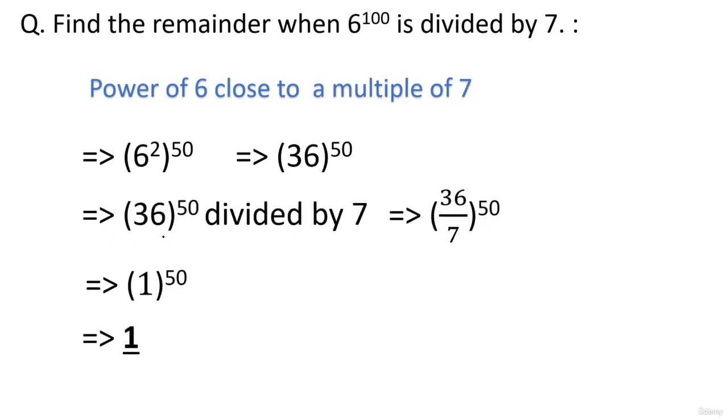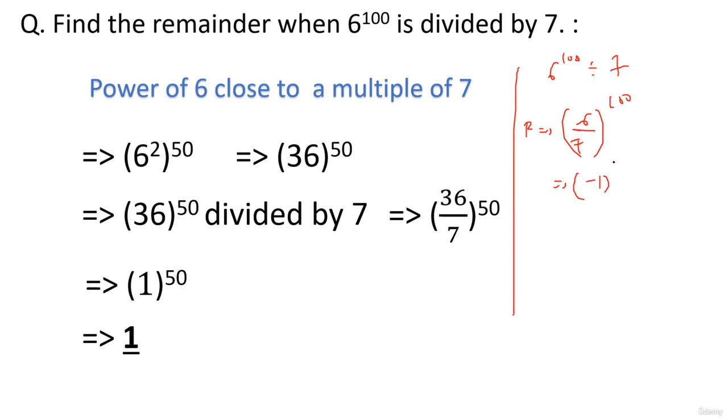Okay, isko aap negative remainder se instantly solve kar sakte ho, guys, without even lifting up your pen. Let's see how you do this. So 6 power 100 here, right? 6 power 100 on dividing with 7, your remainder is nothing but 6 by 7 ka remainder, or 6 divided by 7 ka remainder raised to 100 times, right? 100 baar aayega na? So 6 ka remainder 7 se kitna minus 1 aata hai, guys? Minus 1 raised to the power 100 is nothing but 1. Okay, so that's simple, right?